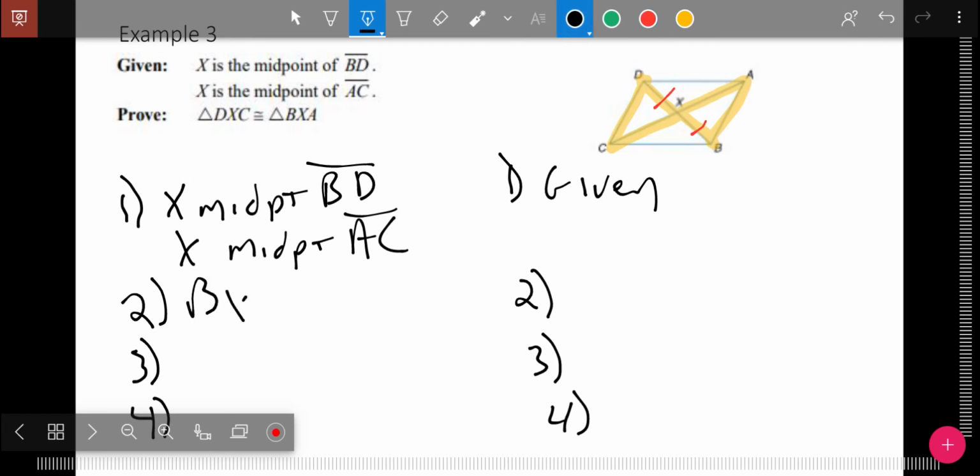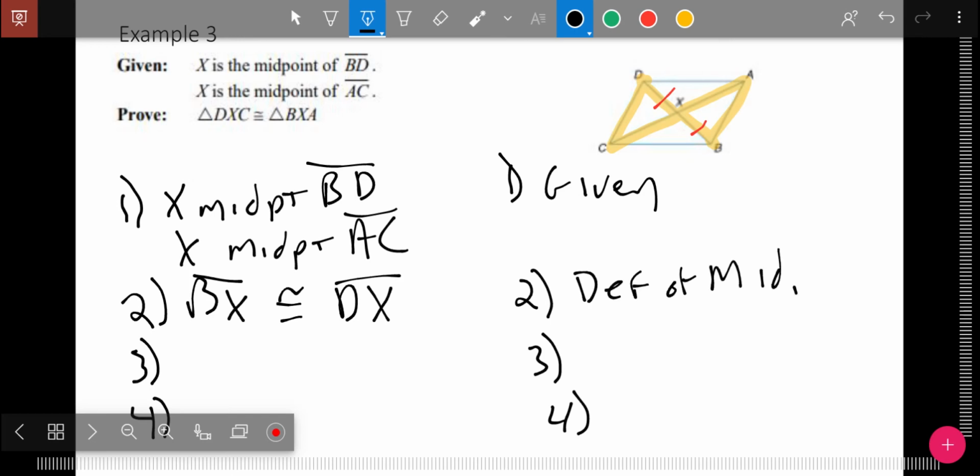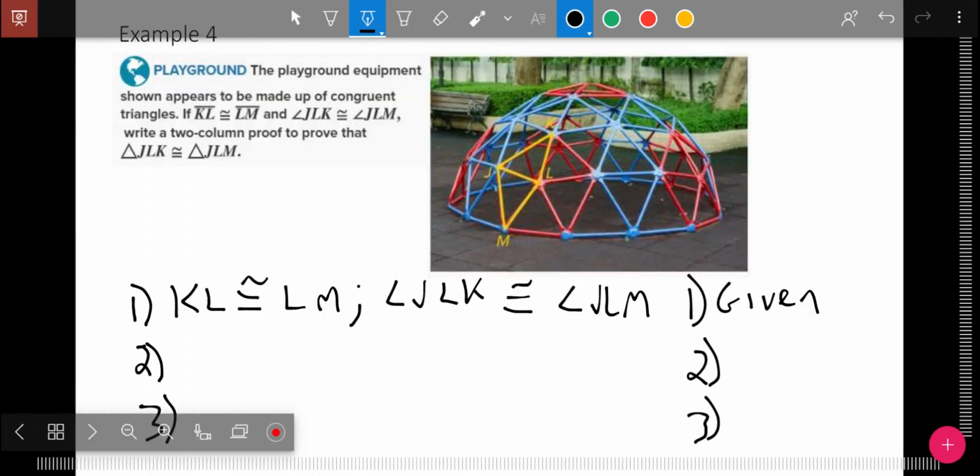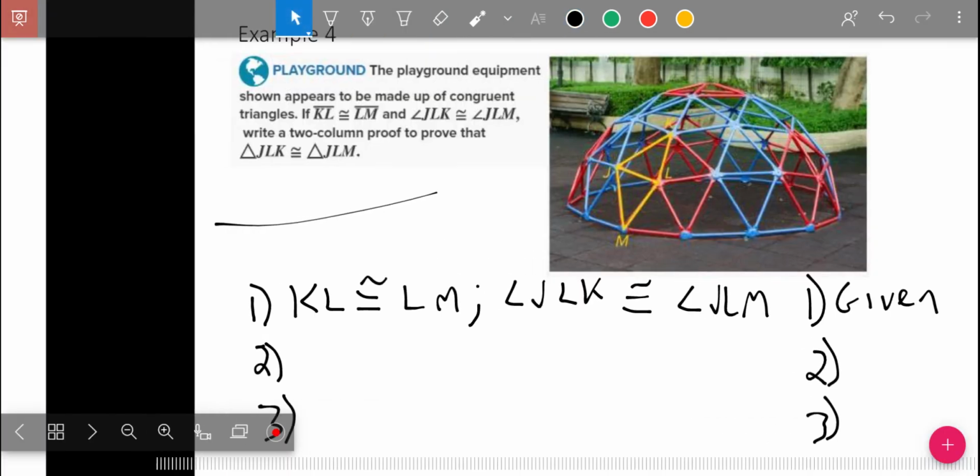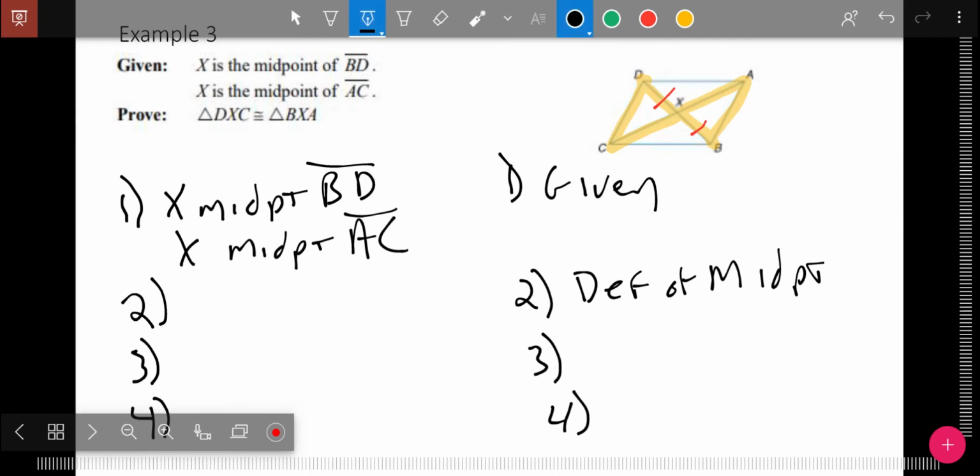Segment BX is congruent to segment DX, because that's what midpoint means. I'm wanting to erase that and write it better, but that is the right thing here. So BX segment is congruent to DX segment, by definition of midpoint.